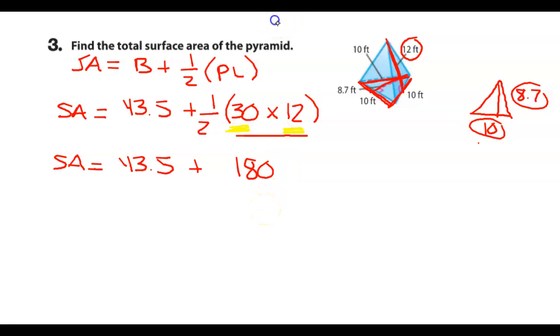So now let's just go ahead and add 43.5 and 180 together, and we're going to get 223.5 square feet. So let's abbreviate square feet and write feet squared. Okay? All right, that's number 3, you guys. Not bad at all. Let's move on down to number 4, and then we will be done with this section.